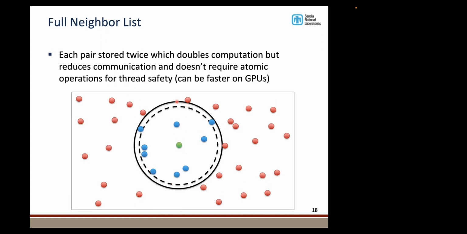The opposite is to compute the full interaction in the sphere, but this means that you're computing each interaction twice. This atom would compute the interaction with this neighbor, and then when you loop over this atom, it would compute the interaction with this neighbor. So the computation is doubled, but it means that you don't have to communicate on the ghost atoms, which we'll talk about in a little bit. The advantage here is that it does not require thread atomic operations for thread safety. So this is typically used on GPUs for the simple pairwise potentials.